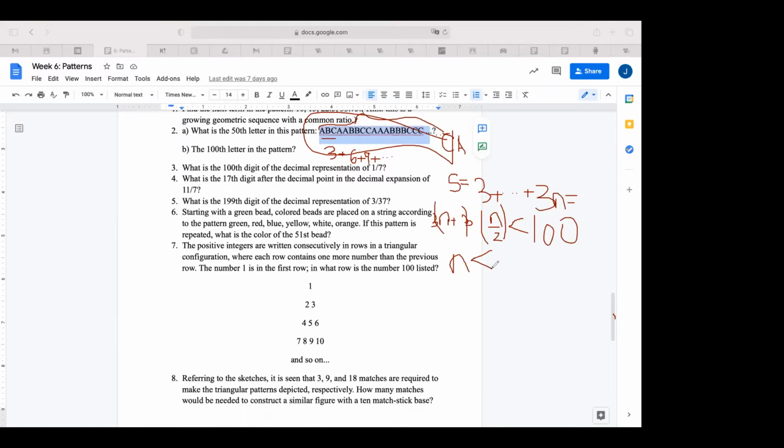Wait, for the parentheses part, do you mean 3 parentheses n plus 3, or 3 parentheses n and then parentheses plus 3? Oh, I meant 3n plus 3 together. I didn't draw it that well. It should be this.